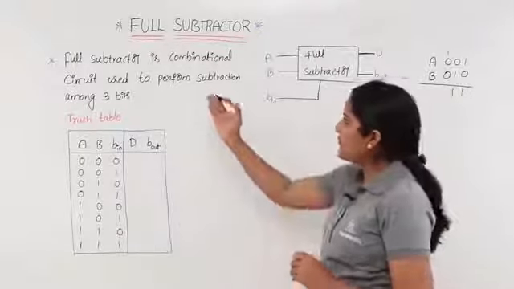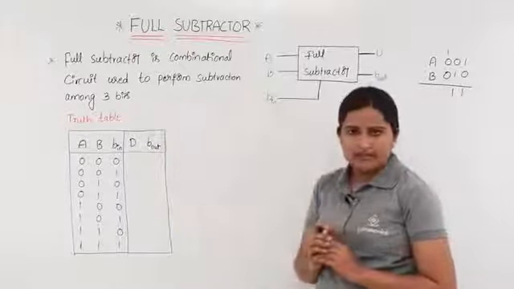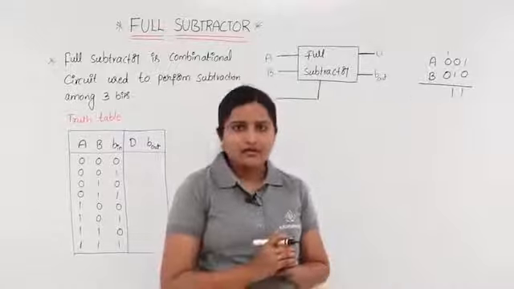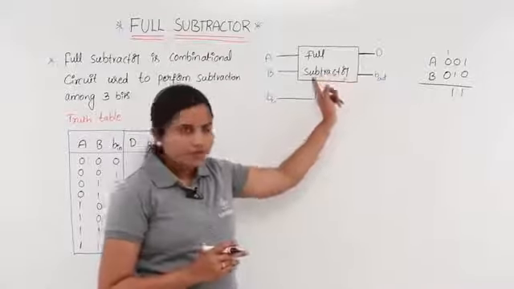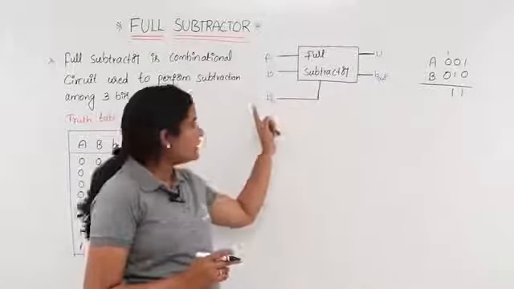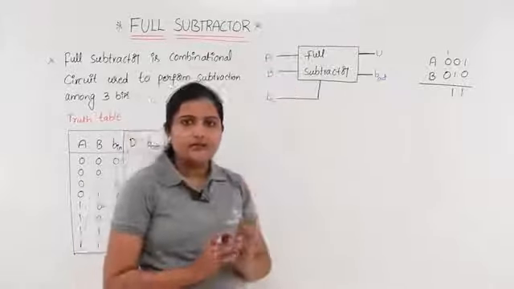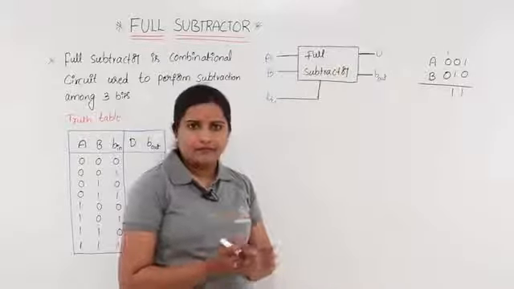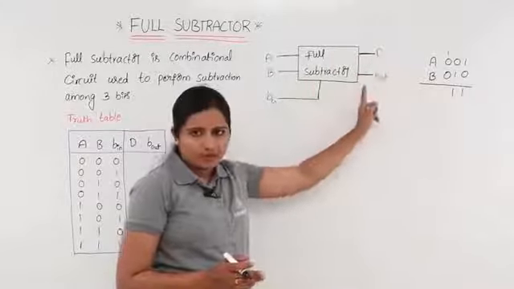See here, a full subtractor is a combinational circuit used to perform subtraction among 3 bits. This is the block diagram of the full subtractor, which has 2 input bits with a borrow input. These two are the 2 single bit numbers, and this is the borrow in. So totally we have 3 inputs for a full subtractor. Similarly, we have 2 outputs for a full subtractor: the difference and borrow out.